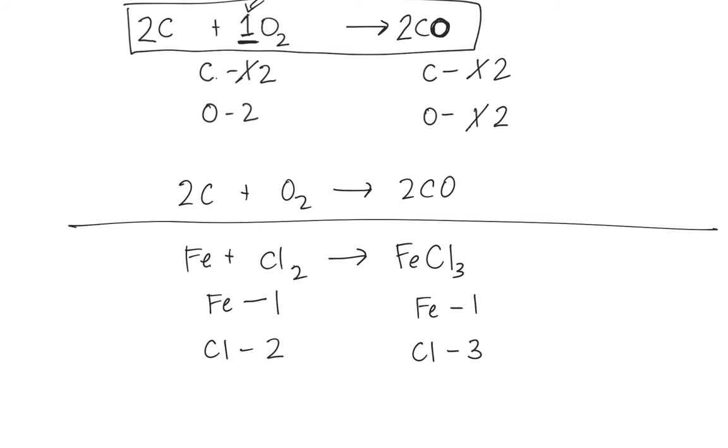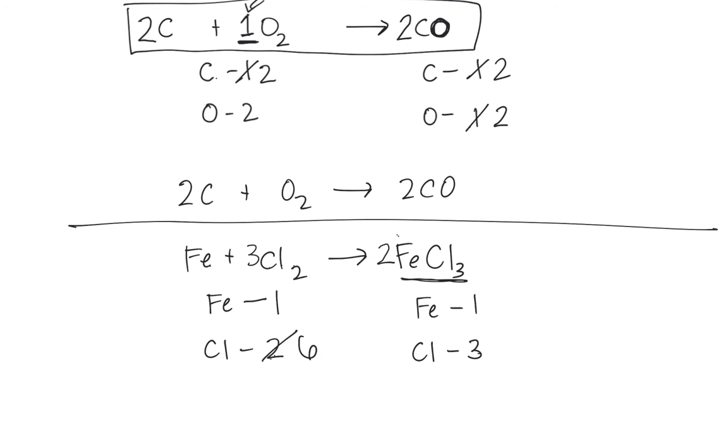Well, I can't just make this a 3, so I'm going to have to multiply this by a number. Now, what I want to do is find the number that is a common multiple of both 2 and 3. And so the common multiple would be 6, not 4, right? And so I'm going to multiply this by 3 here so I can get 6 chlorine. If I go to the other side, then I'm going to have to multiply this iron chloride by 2. Now I can't just multiply chlorine by 2. I have to multiply the entire molecule by 2, right?